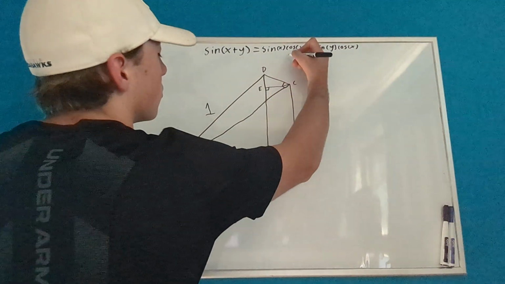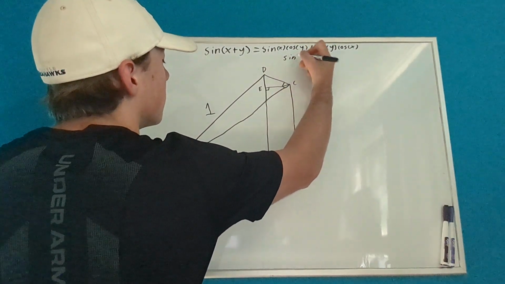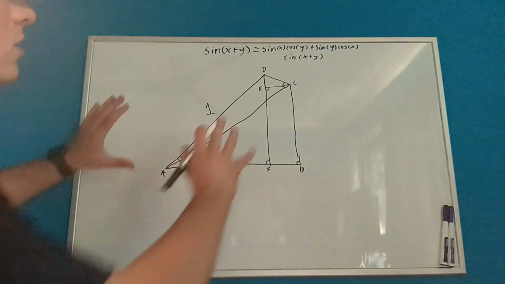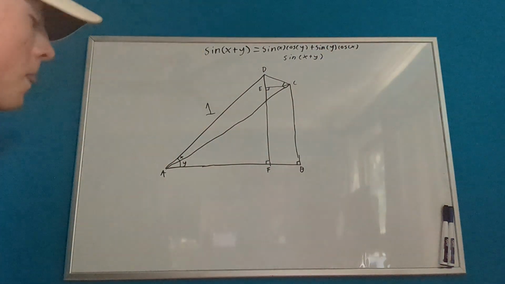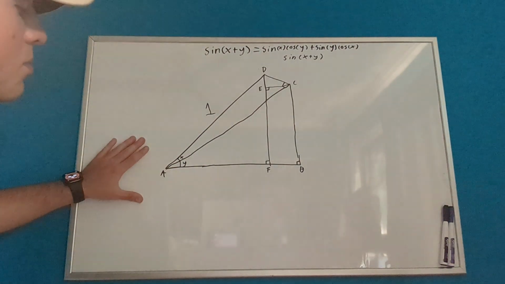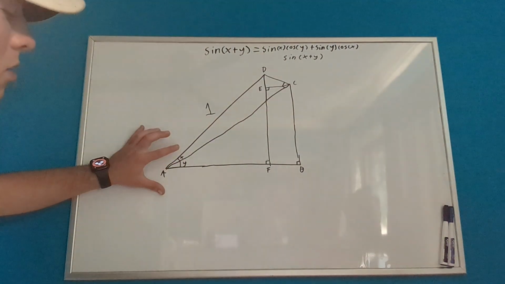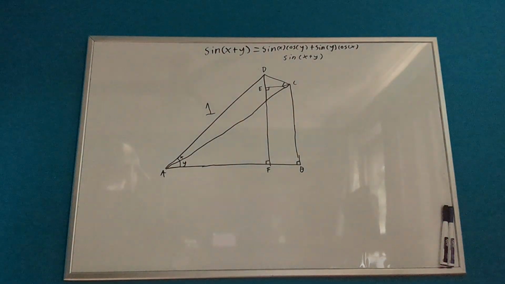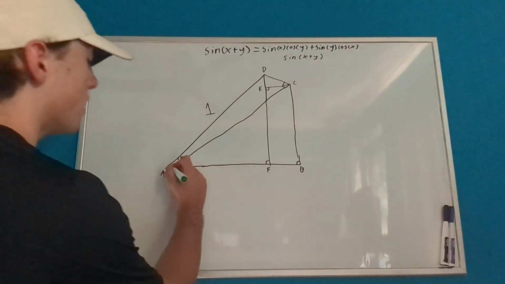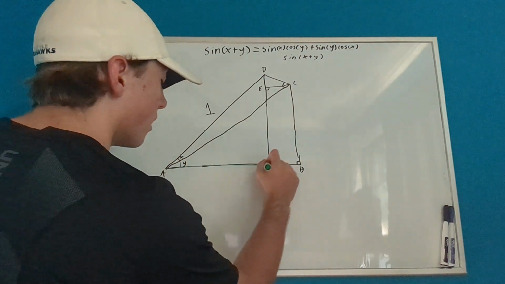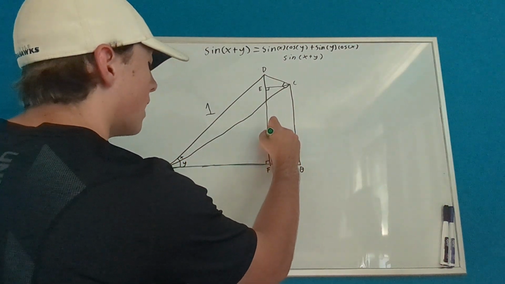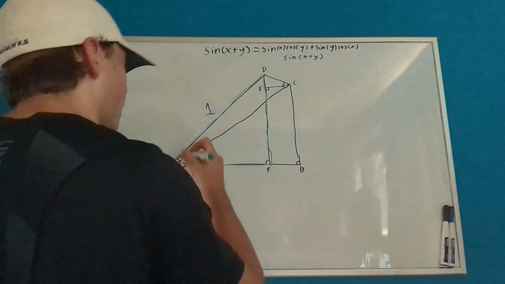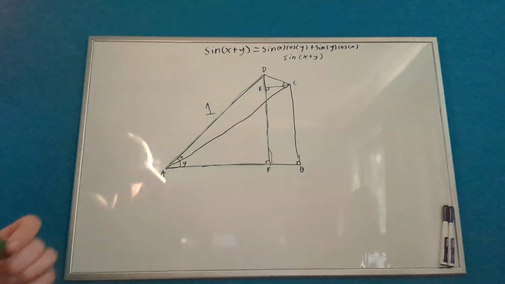Well, the first thing we want to do is start with sine of x plus y. Let's go down here and look at this shape right here. We have angle x and we have angle y. Now, if we just look at the triangle I'm going to shade here in green, this is going to be triangle AFD, so that triangle includes these two angles.